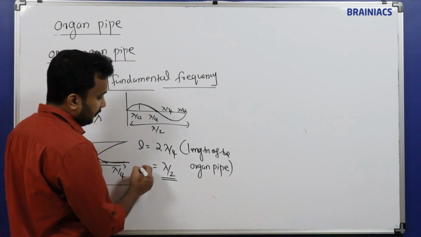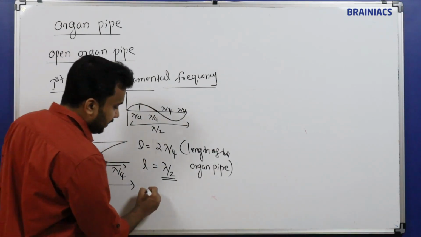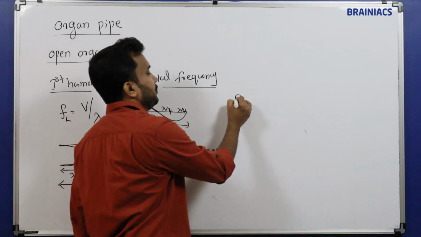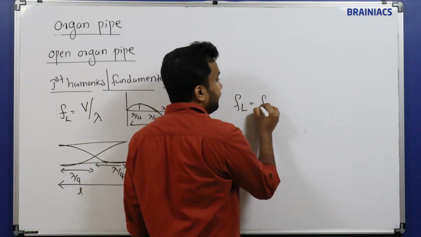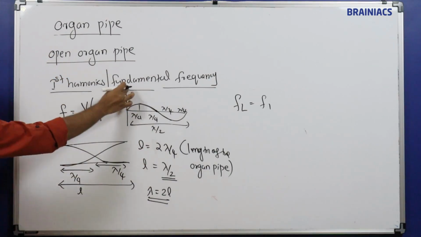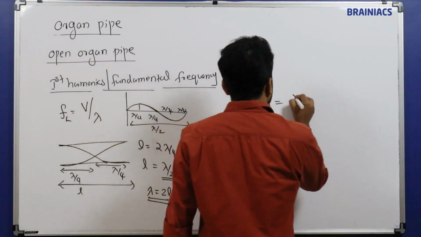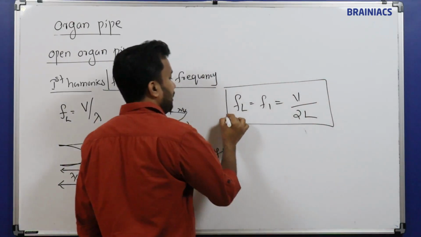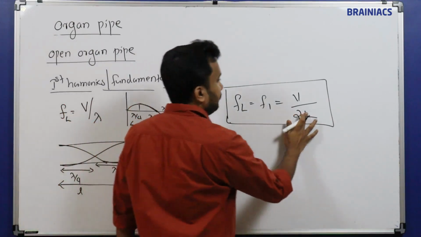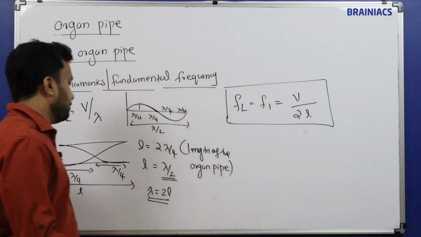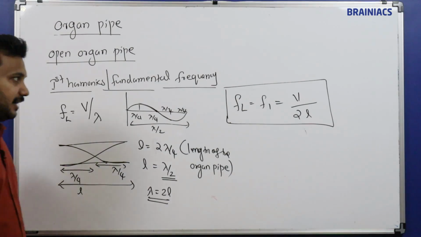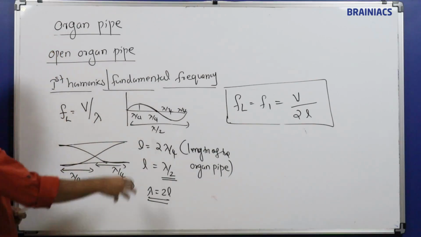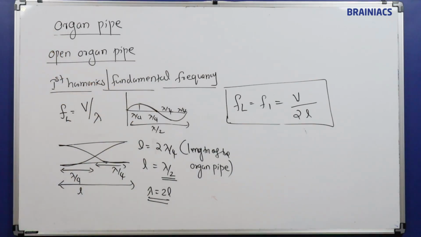So from this, I know L is equal to lambda by 2 now. So what is lambda from here? Lambda equal to 2L. We'll substitute for the fundamental frequency expression F1, first harmonic, which will be equal to V by lambda. Lambda means what? V by 2L. Lambda is equal to 2L, small letter L. You can use anything, but if you use capital L, use it everywhere. So V by 2L is the fundamental frequency or the first harmonic.